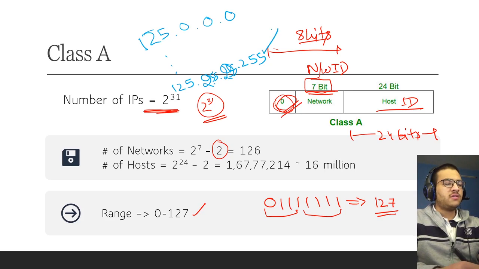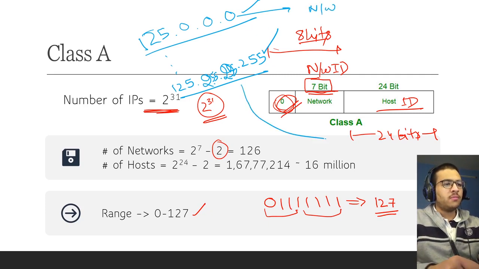So this network ID and this network ID, these both are reserved. This is for the network itself, and this is for the broadcast group. This is for broadcasting. And what does broadcasting mean?